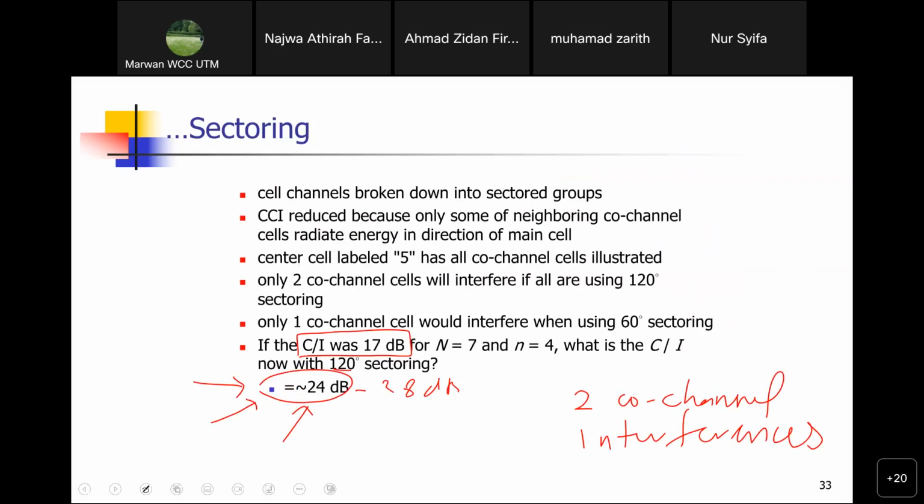The thing over here is it improved from 17 dB to more than 24 dB. So that is what it means. Okay, so that is what it means. So this, if you're using 120 sectoring.